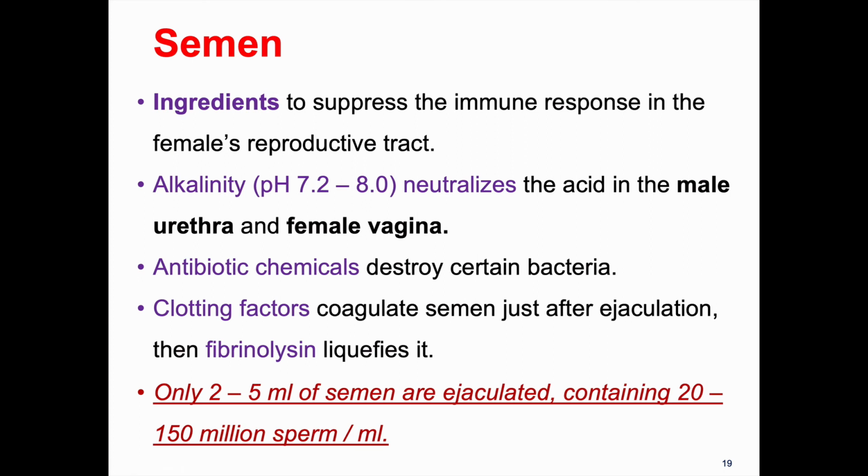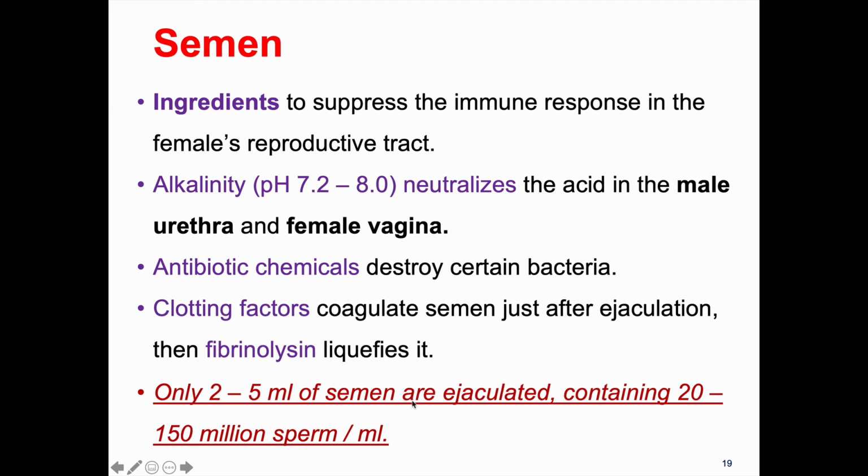then there are ingredients to suppress the immune response in the female reproductive tract. The semen is alkaline, whereas the vaginal mucosa is acidic in the female, while the semen pH is around 8. Okay, which will neutralize the acid in the female vaginal cavity. Okay, it has an antibiotic chemical to destroy the bacteria. Then clotting factors coagulate semen just after ejaculation, and then fibrinolysin liquefies it.